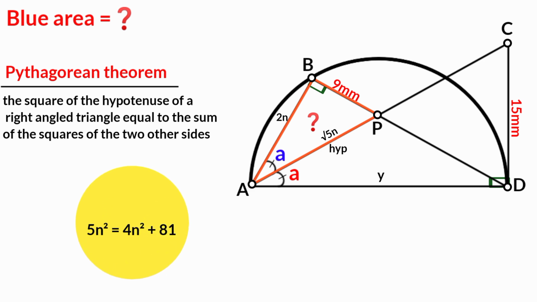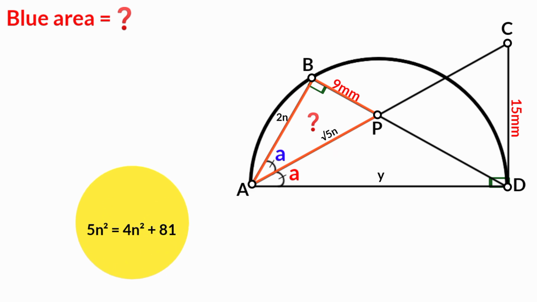So 5n squared equals 4n squared plus 81. Take 4n squared to the left. So 5n squared minus 4n squared equals 81. 5n squared minus 4n squared is 1n squared. So n squared equals 81. Take the square root of both sides. Here the square root of n squared is n, while here the square root of 81 is 9. So n equals 9 millimeters. Substitute it here. Now 2 times 9 millimeters is 18 millimeters.